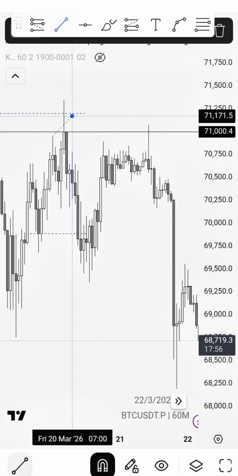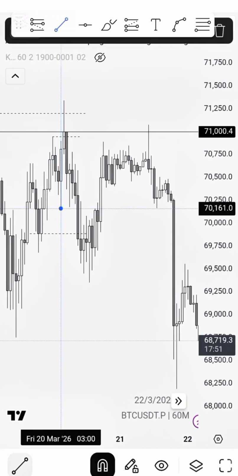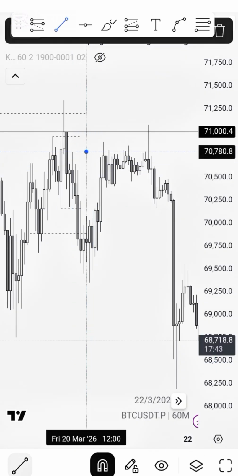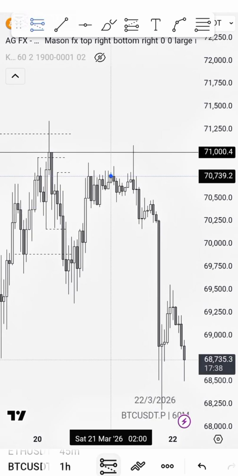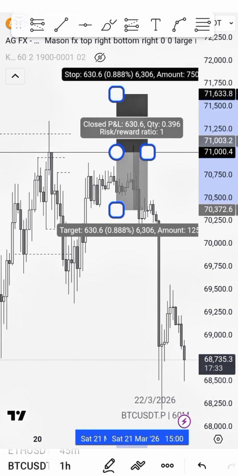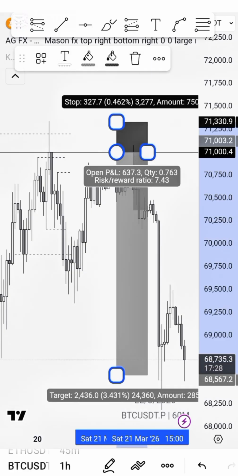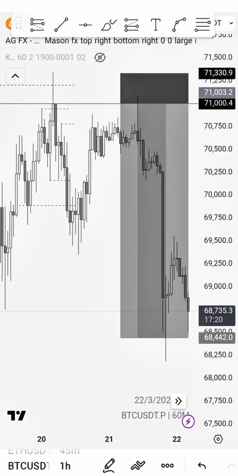Can you see? There's a sweep of liquidity here, and then we had a break of structure here on the 1 hour time frame. And then we have our liquidity resting very close to it. That's how I got this setup on BTC. My stop loss was above this IA, and I was targeting 68,400 or so.